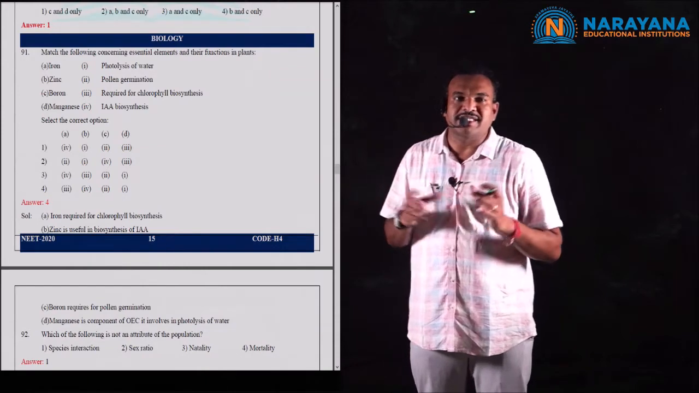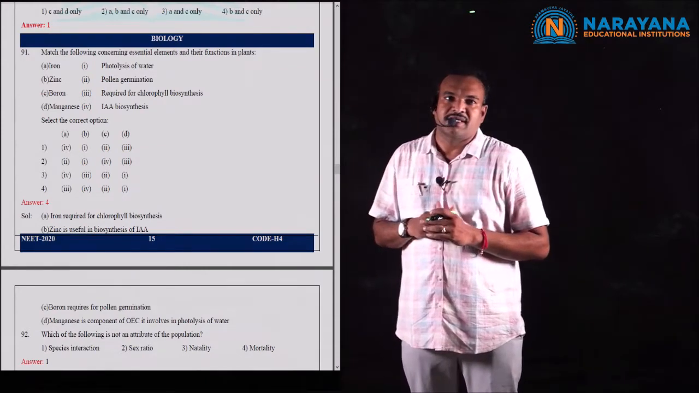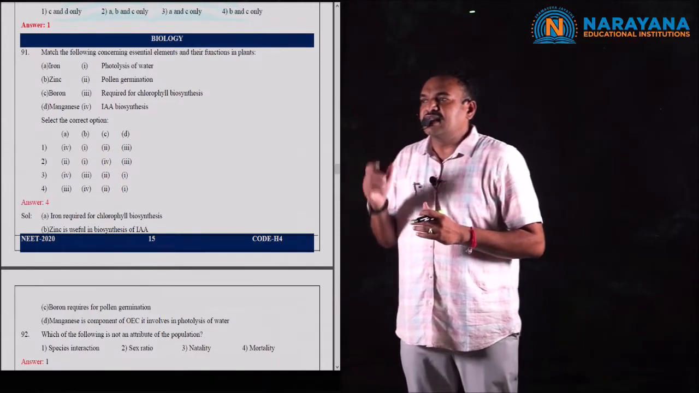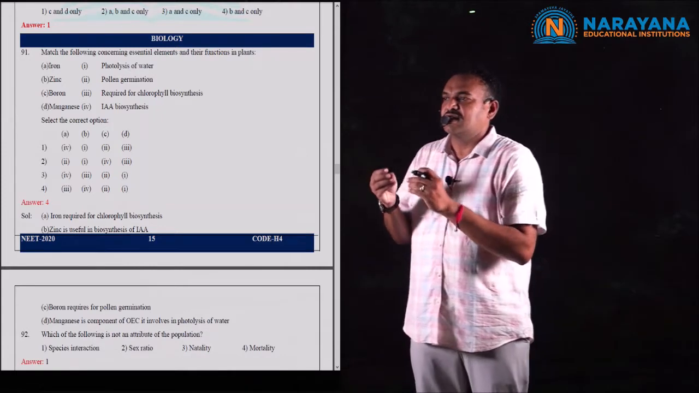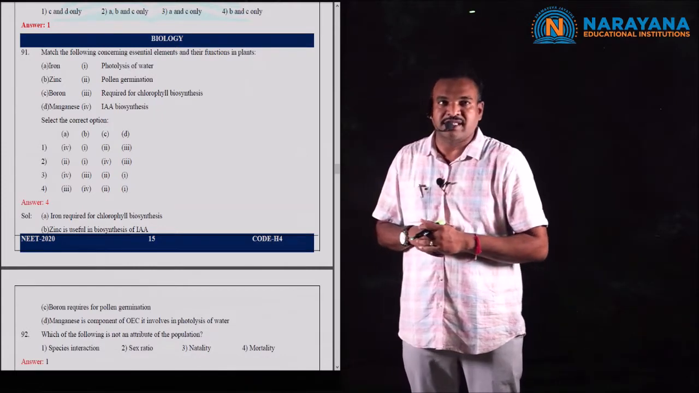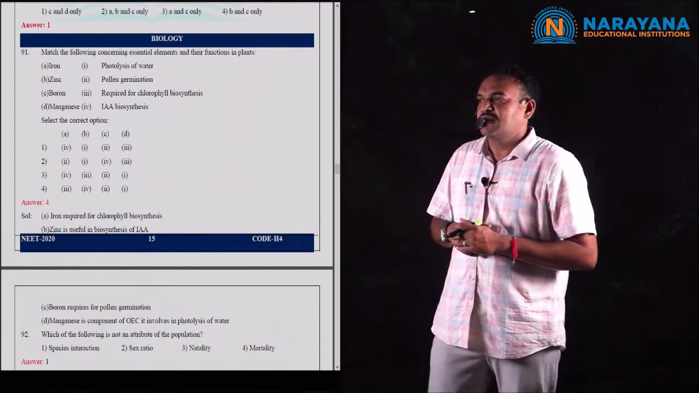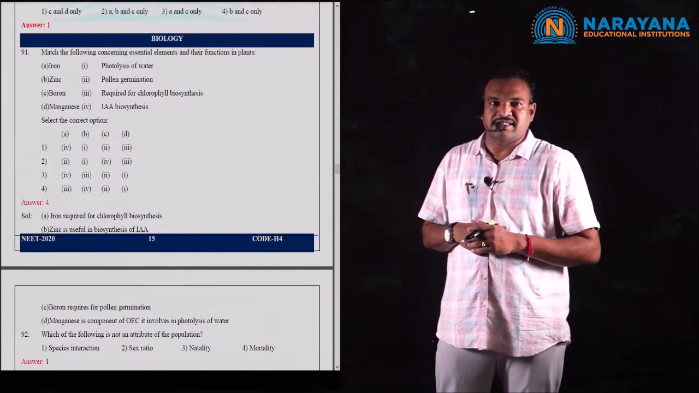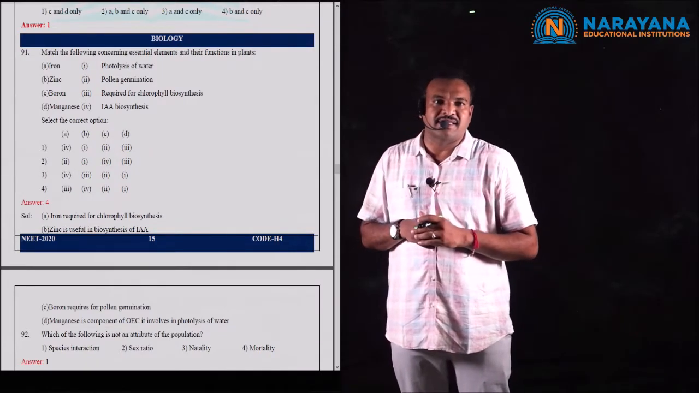If you observe here, iron is required for biosynthesis of chlorophyll, and zinc is required for synthesis of auxins, that is indoleacetic acid biosynthesis. That means indoleacetic acid is a type of auxin. And boron is useful for pollen germination. And the fourth one, D, is manganese.